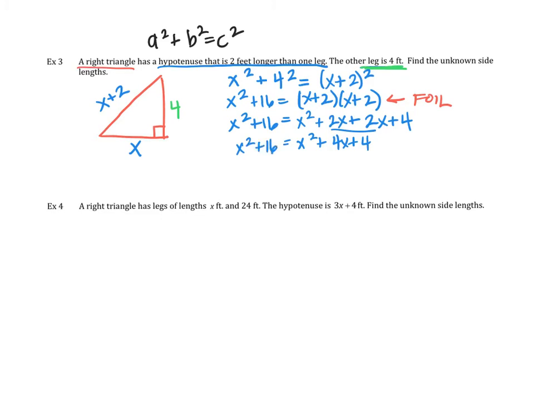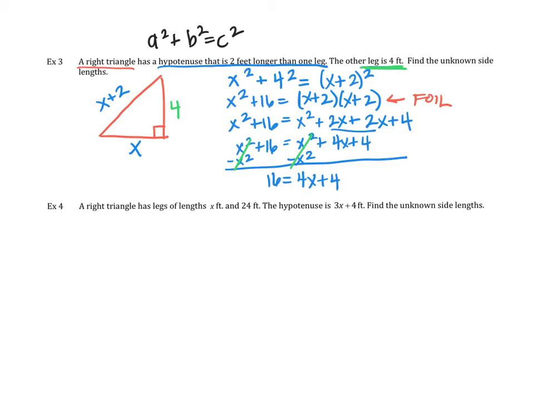Now, I need to use some inverse operations. So the first thing I'm going to do is subtract my x squared. Oh, and that works out really nice because now those cancel out. So what I'm really left with is 16 equals 4x plus 4. So now we have a linear equation, right? The quadratic terms canceled. And so now we're asking ourselves, how do we solve this?